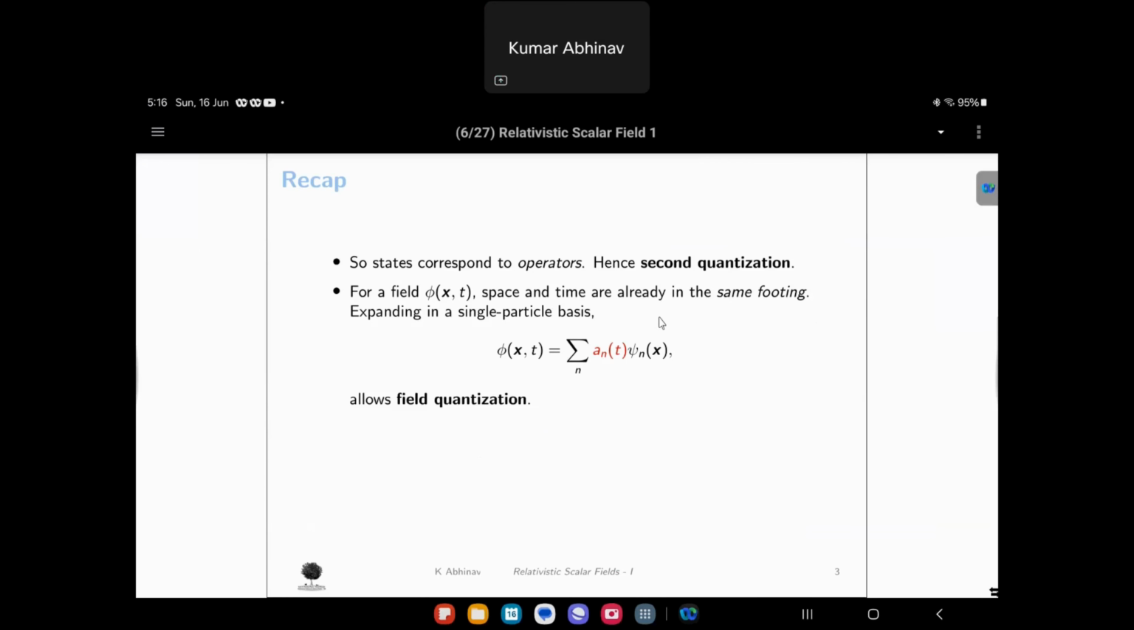One thing to notice is that in this description itself, somehow space and time are already on the same footing as independent variables for this field, just to keep in mind. And we can always expand this field in a single particle basis where psi and x are single particle wave functions, and it will have some coefficients, these ans. Now, if we upgrade these ans to operators, then this is called field quantization.